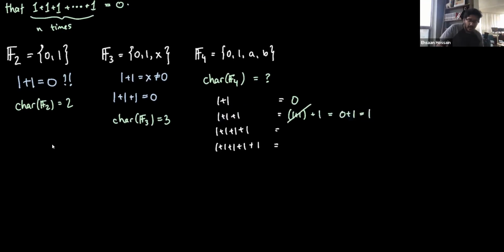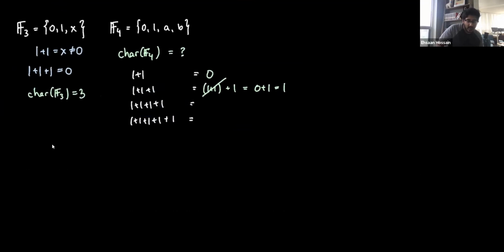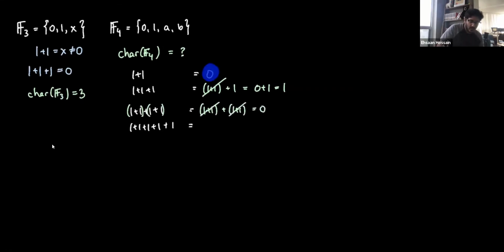How about this? 1 plus 1 plus 1 plus 1, 4 times. That's 0. Why is that? Why is that 0? You guys can turn on your mics if you want. Oh, you have 2 1 plus 1s. Yeah, exactly. I can write the 1 plus 1s like this. 1 plus 1 plus 1 plus 1. And each of these is 0. So it's 0. So 1 plus 1 was 0. 3 1s was 1. 4 1s was 0.